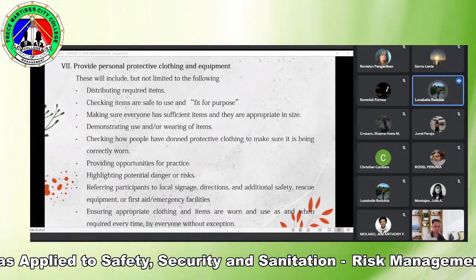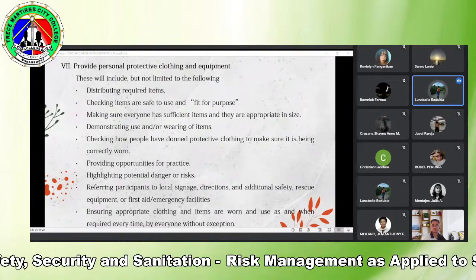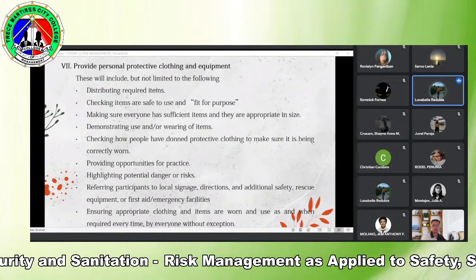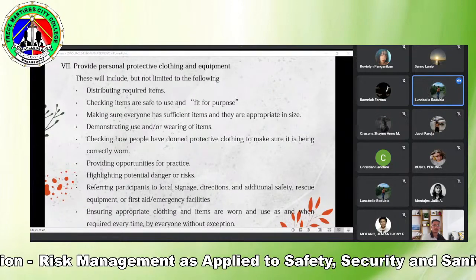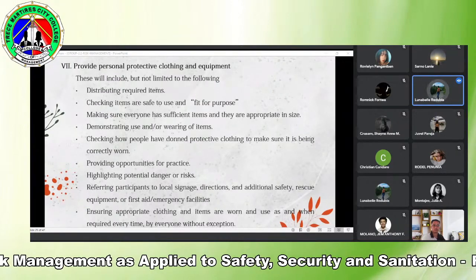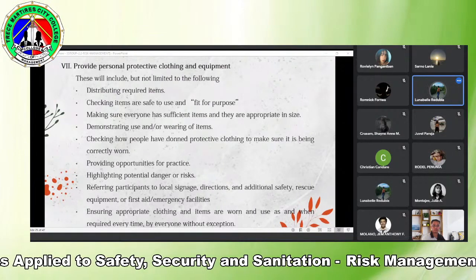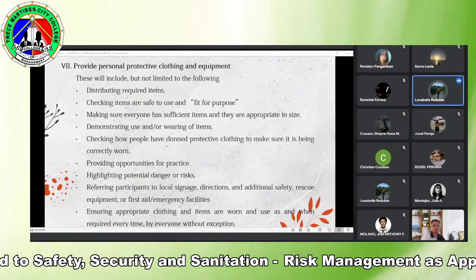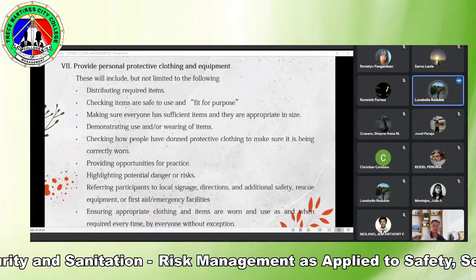Highlighting potential danger or risks. Para maiwasan po natin yung mga threats, risks, and problems, it is impossible to remove something you are unaware of. Once the hazard has been identified, it can be handled properly. Reducing or eliminating the risk of injury.